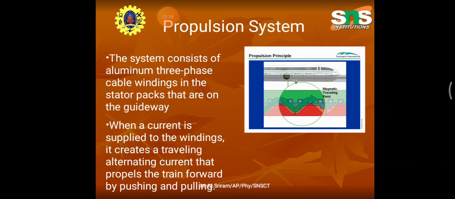The propulsion system consists of aluminum 3-phase cable windings in the stator packs that are on the guideway. When a current is supplied to the windings, it creates a traveling alternating current that propels the train forward by pushing and pulling.